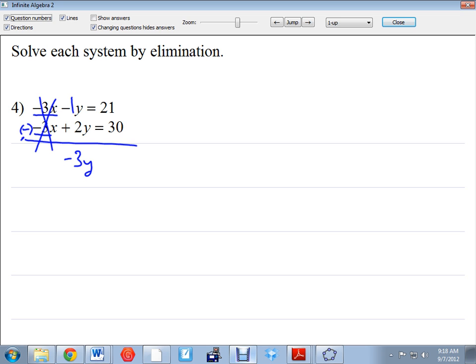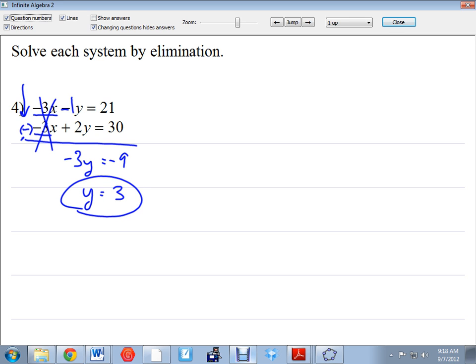Be very careful with your signs during your subtraction. Don't forget to look at the negative in front of the 1. And remember, we are doing subtraction, so you do have to remember that. 21 minus 30 would then be, sorry, -9. So we have this simple equation of -3y is equal to -9, and that gets me, of course, y is equal to +3.